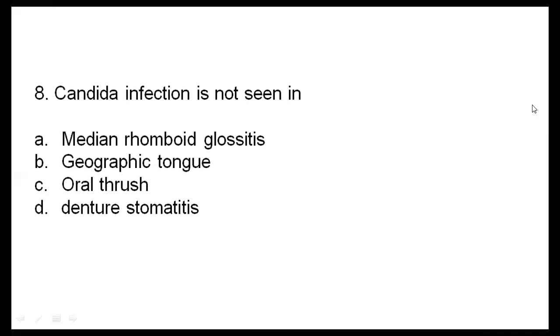Okay. Somebody asked for a repeat of the previous question. I'll finish this question and then go back to it. Okay, so let's look at the choices.